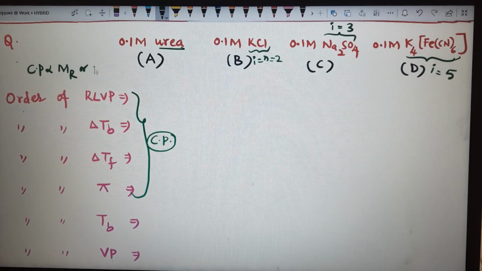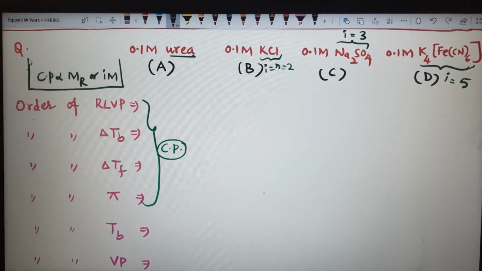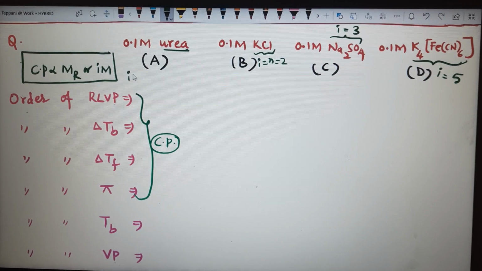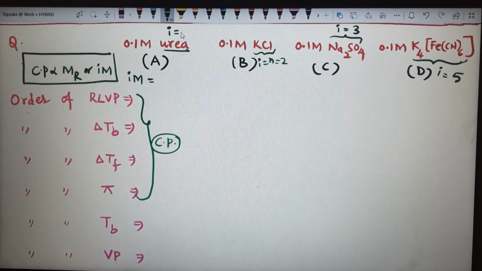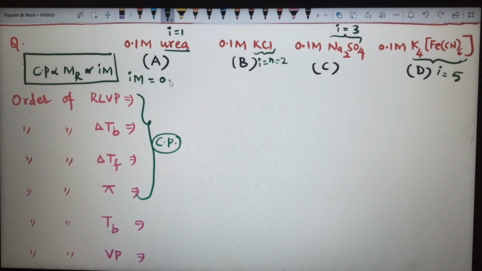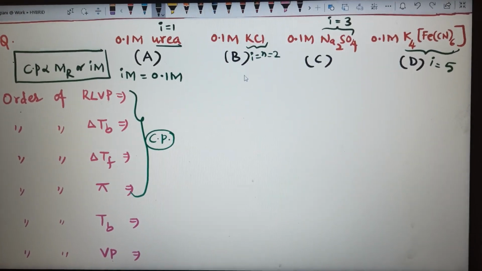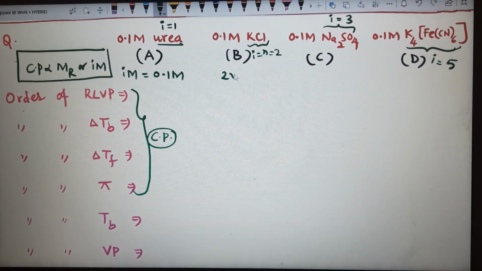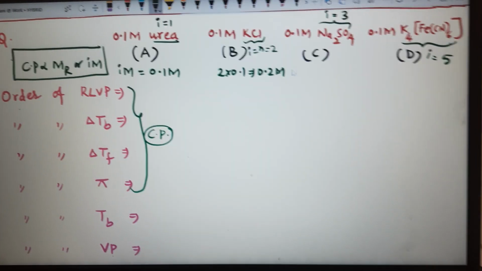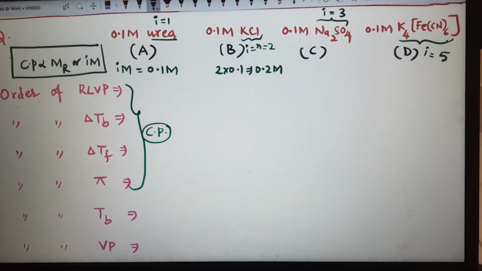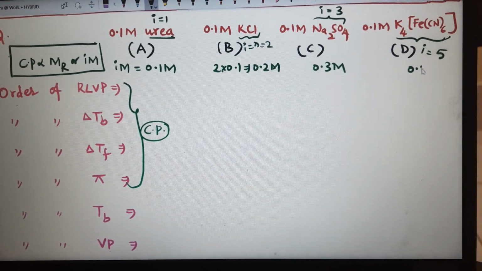Resultant molarity is nothing but i into m. Then what is i into m here? If it is a non-electrolyte, the i value will be 1, so the final concentration of particles is 0.1 molar only. But here, 2 into 0.1, that is 0.2 molar. Here the resultant molarity is 0.1 into 3, 0.3 molar. Similarly here, 0.5 molar.